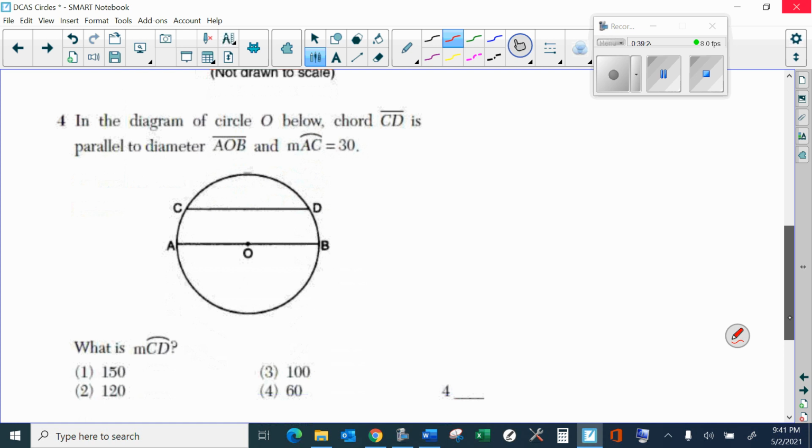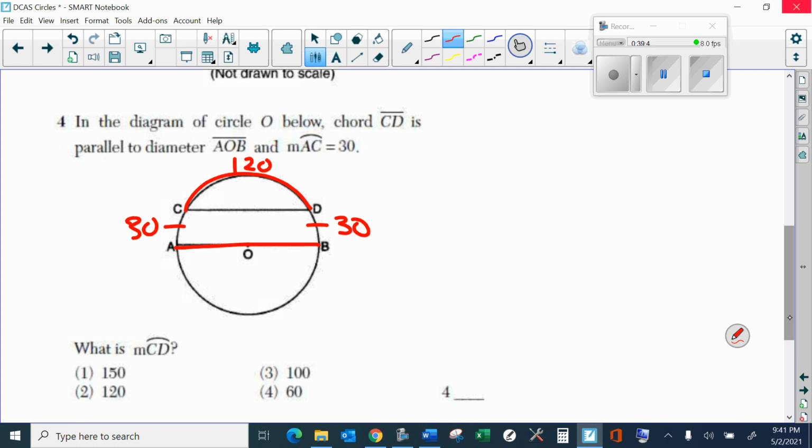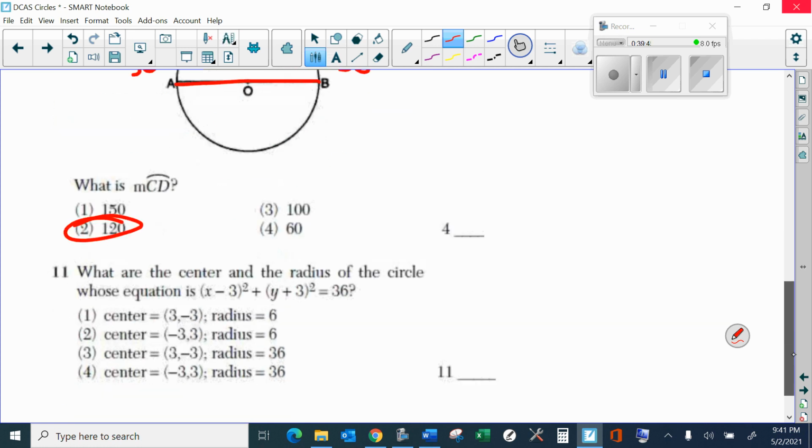Okay, in the diagram below, chords CD parallel. So that means these two are congruent. Measure of arc AC is 30 degrees, so this has to be 30 degrees. What's the measure of arc CD? So CD, don't forget, this is 180 right there. We have 60 plus the 120 adds to 180. So it's 120.